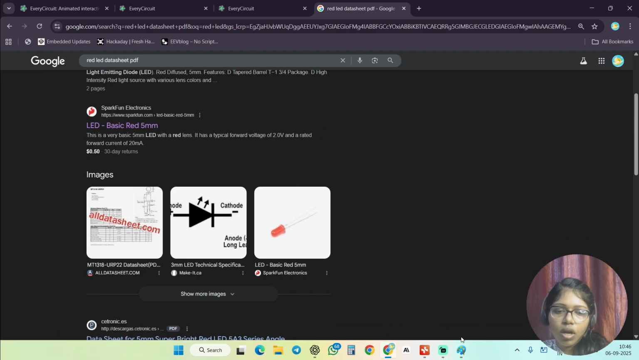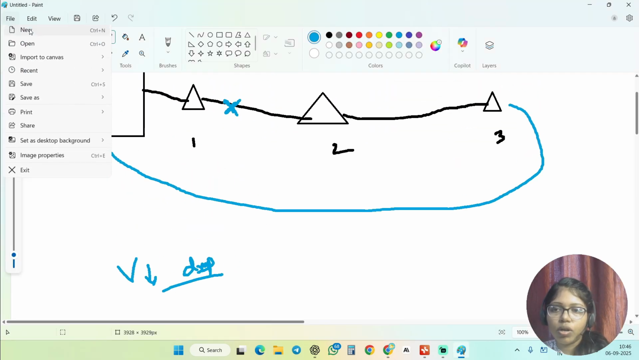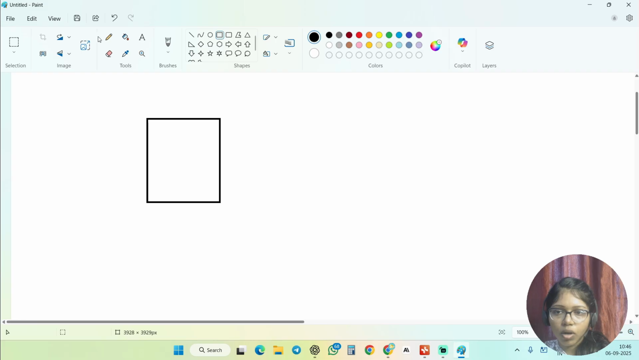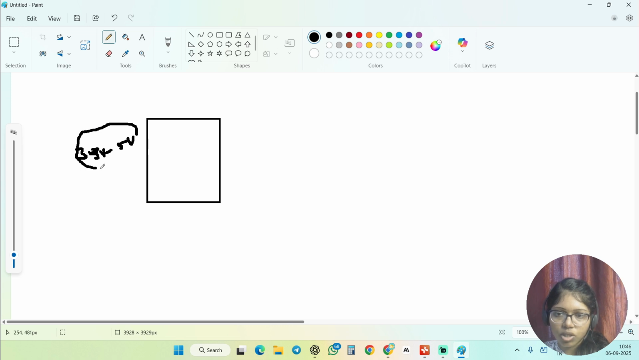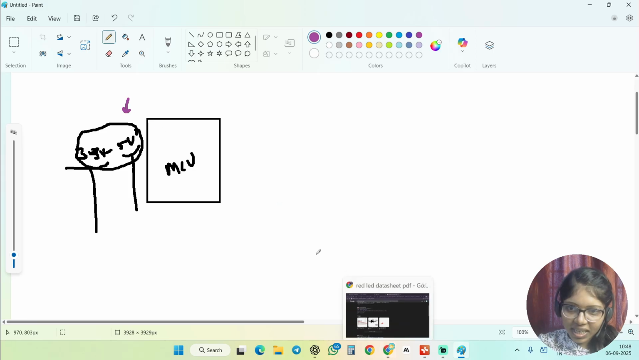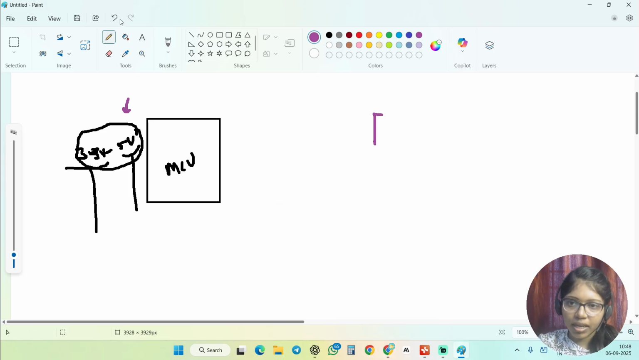Here, take one microcontroller, guys. This microcontroller's operating voltage is 3.3 volt to 5 volt. Operating voltage means it will work within this range. So my microcontroller will be working at this operating voltage, but look at this red color LED. I've taken a very good example called a red color LED.